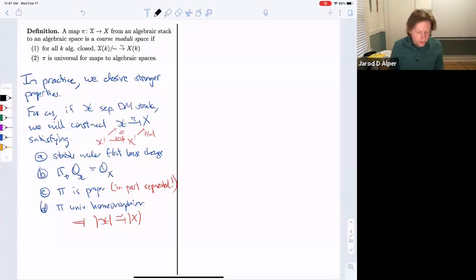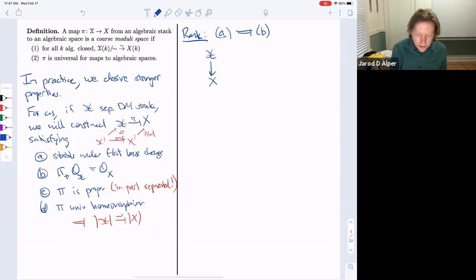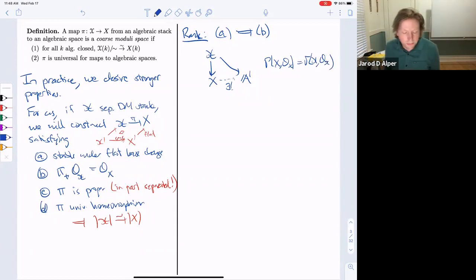And maybe I should point out that in these conditions, actually A implies B. We first note that if you think about what the universal property of a coarse moduli space implies in the setting where you take maps to A1, a unique map shows that the global sections are equal, because maps to A1, even for an algebraic stack, correspond to global sections.